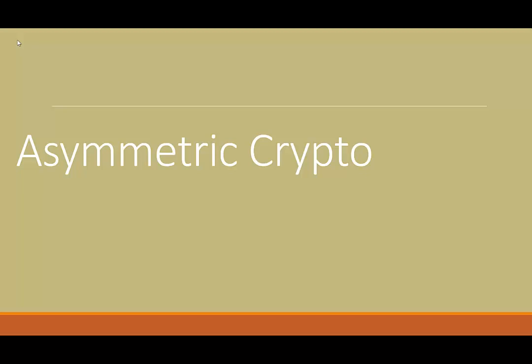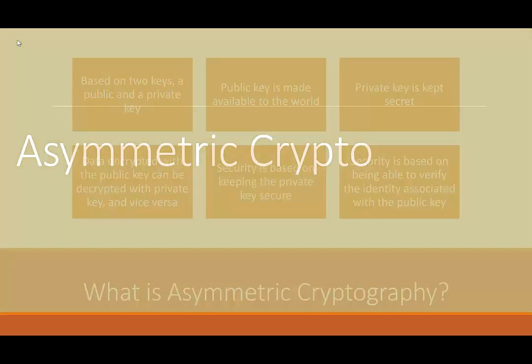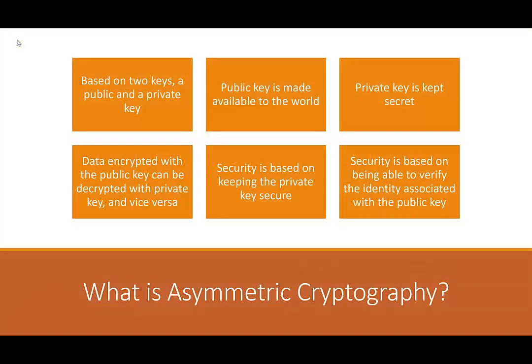So having at least a cursory understanding of this is helpful. So asymmetric cryptography is based on two keys. Those two keys are related, right? The public key is made available to the world. You can make the public key freely available. You don't have to really be that concerned with securing it. And the private key is kept secret. Now, it's very important that you keep that private key secret.